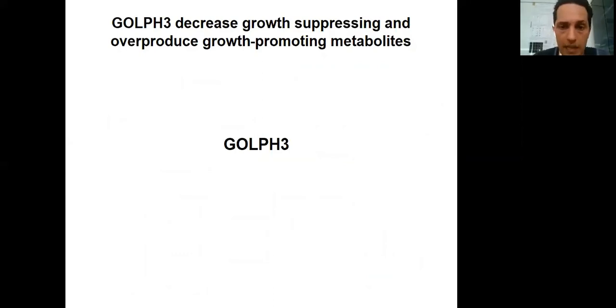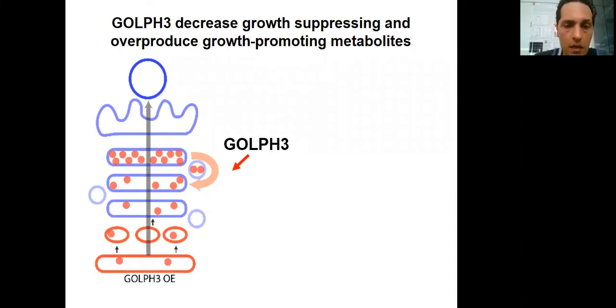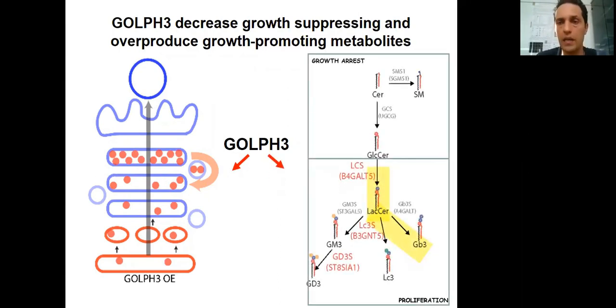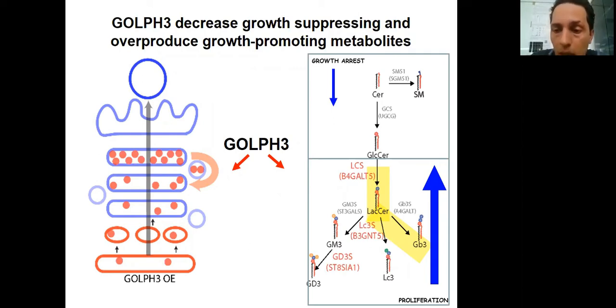So GOLPH3, I will say, is at the center in this slide, where from one side it controls the trafficking of lactosylceramide synthase and all the other glycosphingolipid biosynthetic enzymes, and through this trafficking process, it actually regulates, and I will say reprograms, the glycosphingolipid biosynthetic pathway, thus causing, when it's overexpressed, a consumption of ceramide, that is a growth arresting compound, with the consequent increase of GB3.